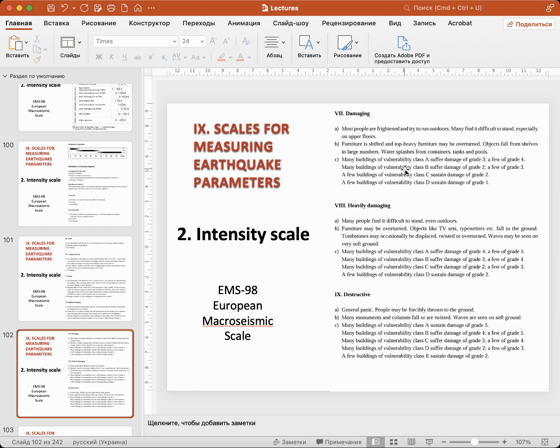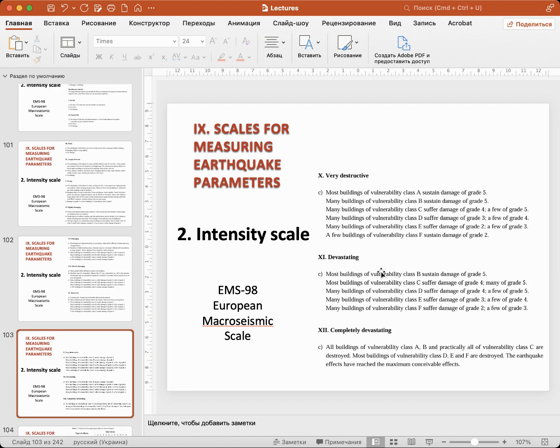And also, when we are analyzing objects or buildings, we know that buildings with vulnerability class A suffer damage of grade 3 and grade 4. Buildings with vulnerability class D sustain slight damage of grade 1. So not only the behavior of buildings, but also of people and regular objects like furniture gives us an ability to assess the earthquake consequences. In the same way, we work with intensity 8, 9, 10, etc.